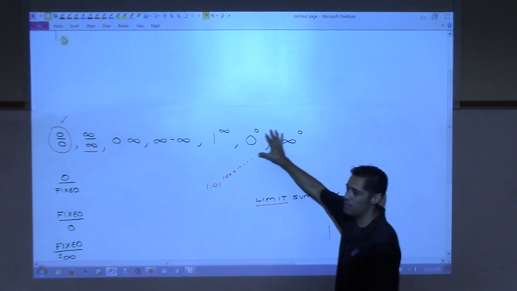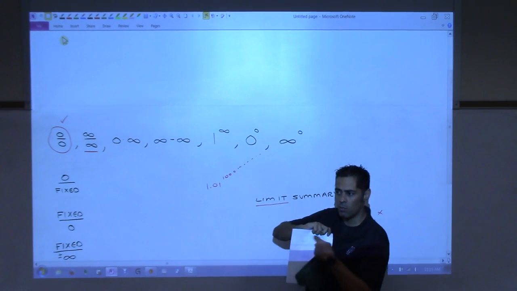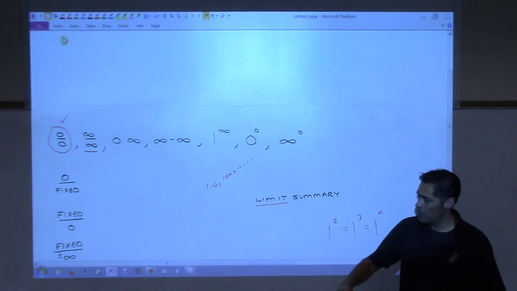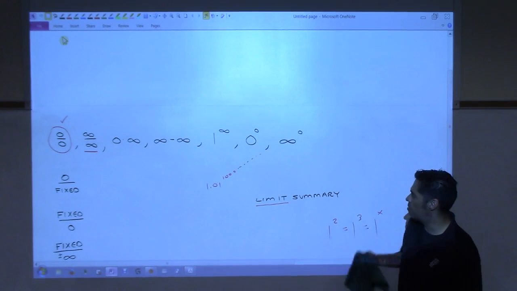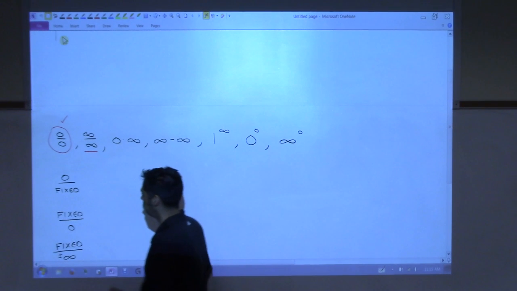So every single one of these is a tug of war, and that's why they all appear on this sheet. They're all in the tug of war, and so we have to do something to them. Now there are other ones that you don't have to do so much with, and that's something like this.